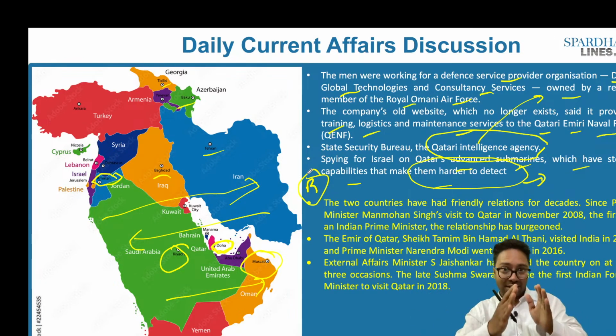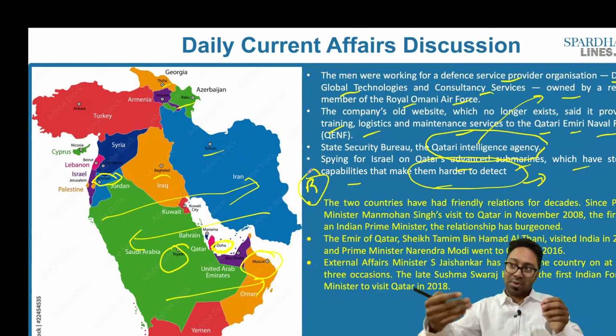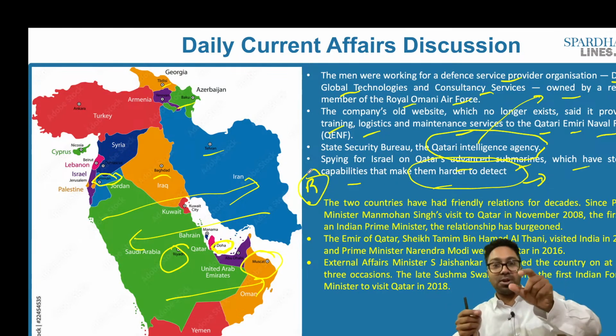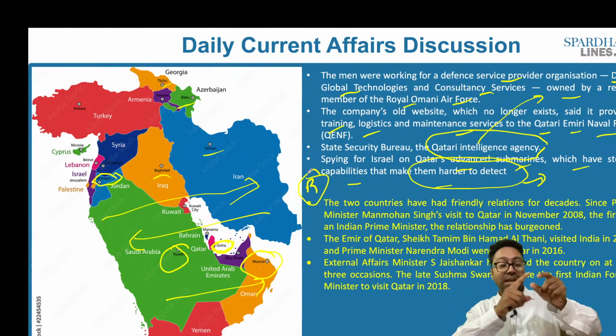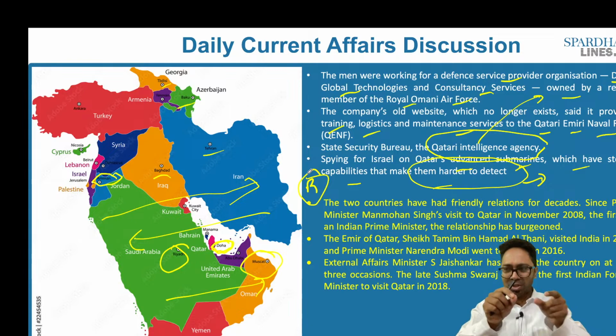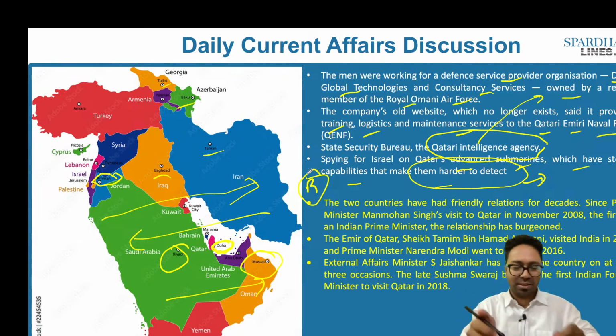That is why they were arrested, and it went before the court, and the court of the first order has imposed the death penalty on these individuals. Why? Because they were booked under espionage charges. Why? That is because they were developing these submarines which could have evaded the radar, and giving information about these submarines to Israel is the allegation, and that is why they have been imposed with the death penalty.